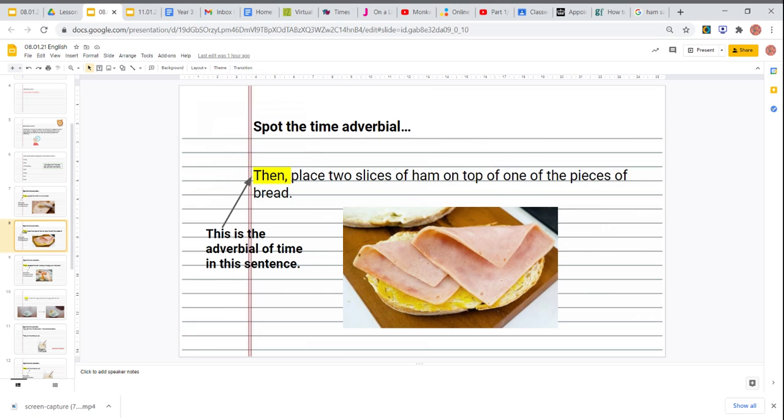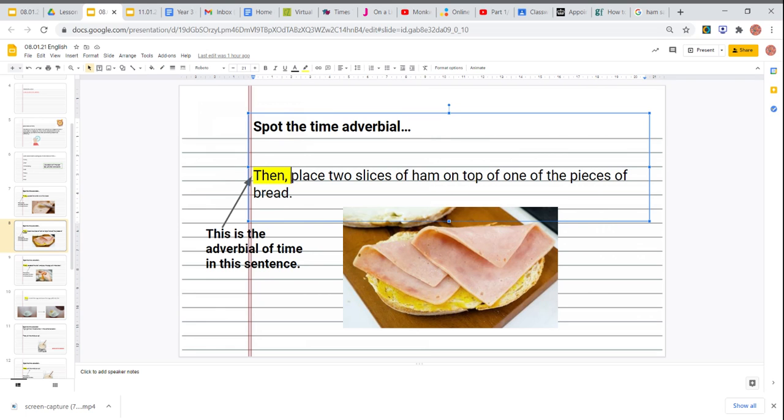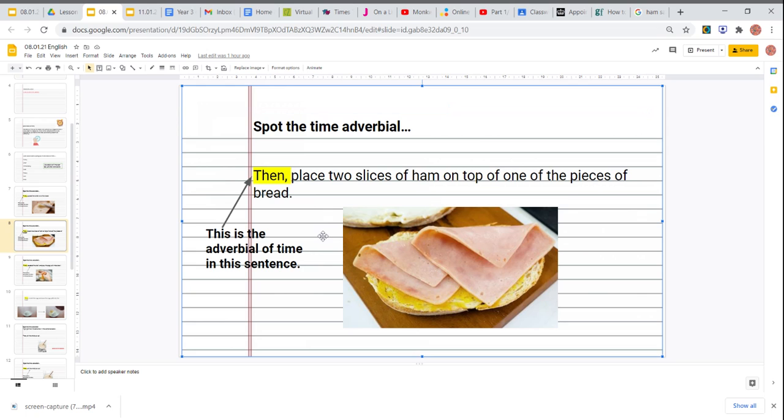Then place 2 slices of ham on top of one of the pieces of bread. So then this tells us that we need to do it after we have buttered the bread, because that is the next step then.